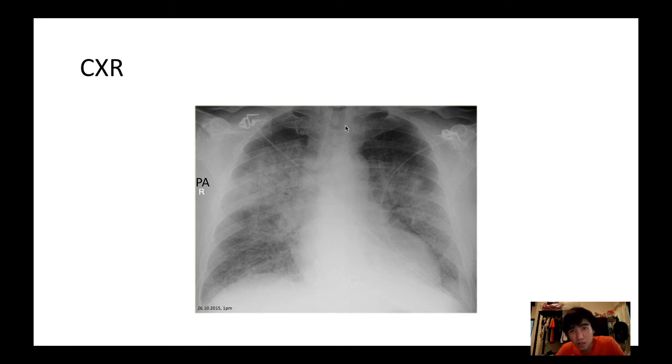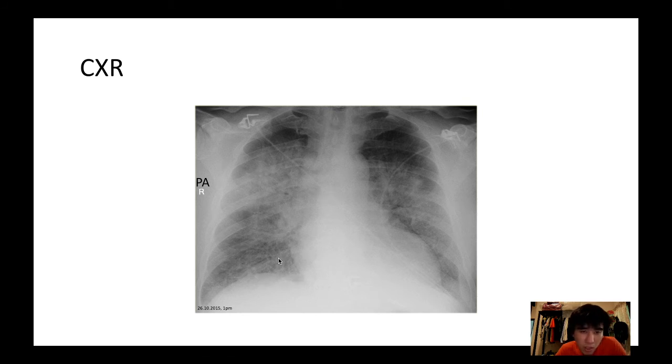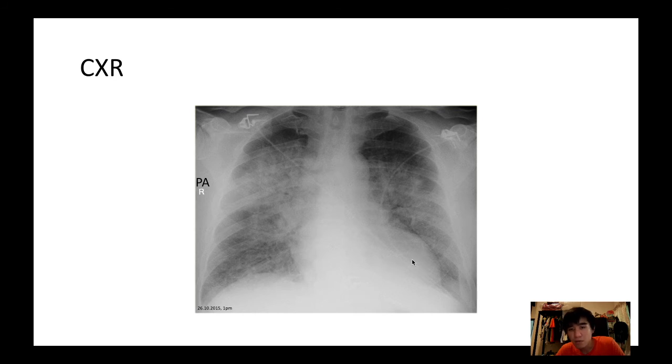A is the airway, trachea. Looks like it's slightly deviated to the right, just slightly. Breathing, there is patchy consolidation of the middle and lower lung, bilateral lung fields. Cardiac, the heart appears as more than half of the width of the thorax, indicating possible cardiomegaly. Mediastinum does not look enlarged.